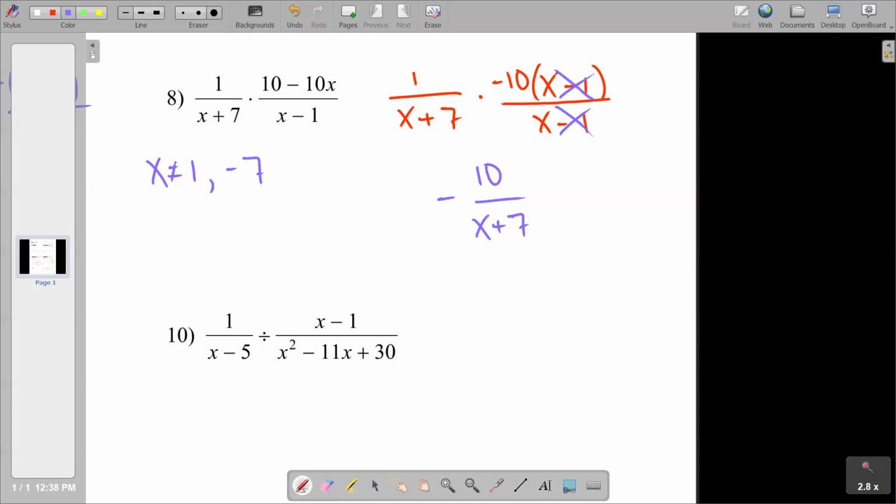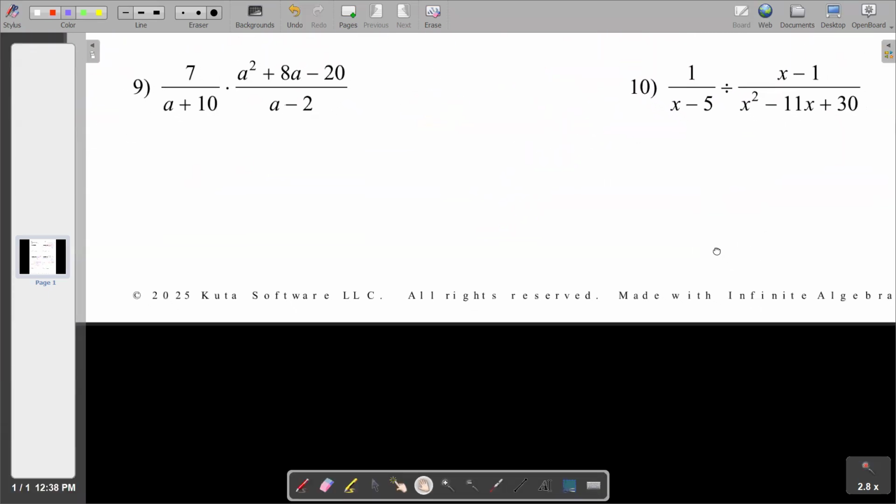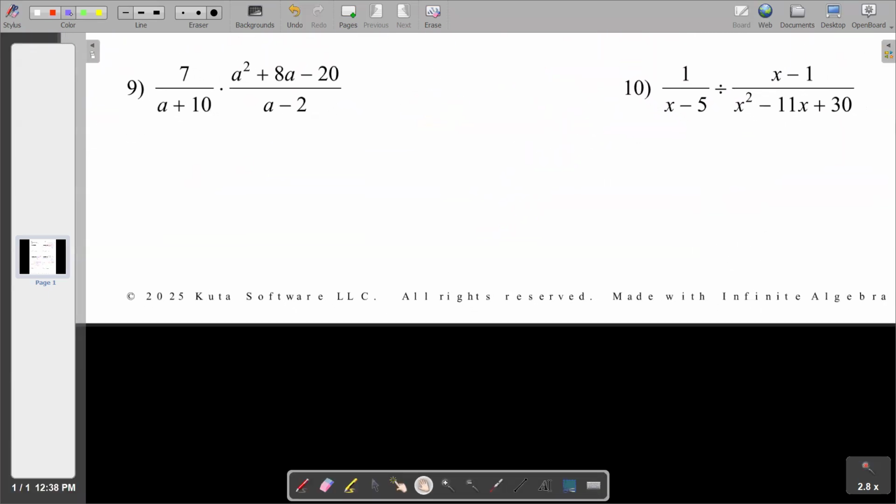Still good? All right, let's do 9. 9 is, again, not a dot flopper, so we're just going to go ahead and leave it as it is. We're going to leave the 7 over the a plus 10. What does our upper right factor into? A plus 10, a minus 2. And then lower right, there's nothing to do there.